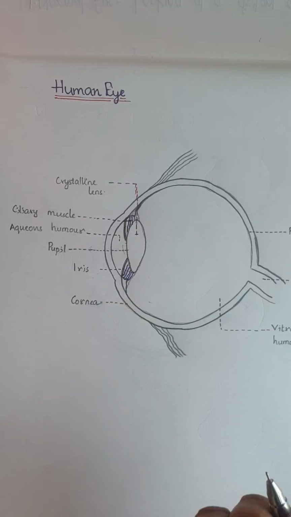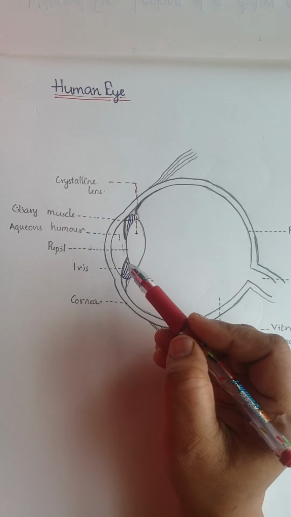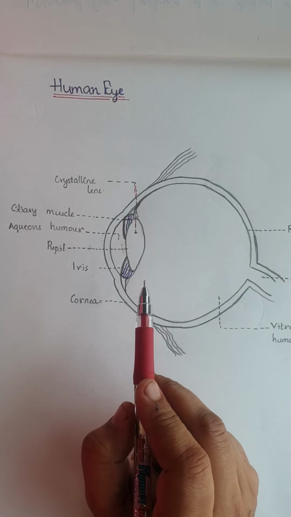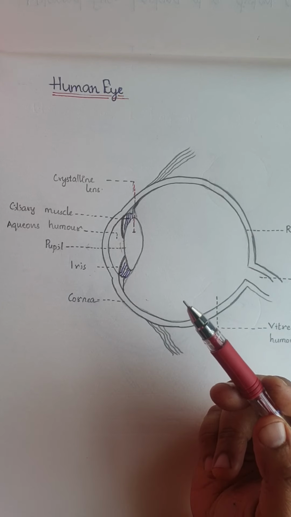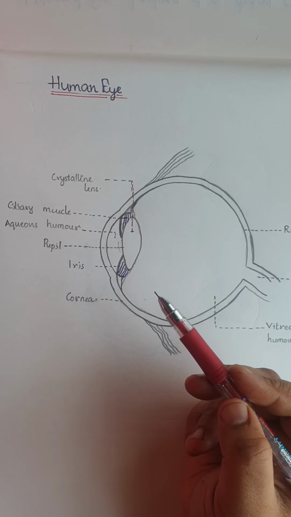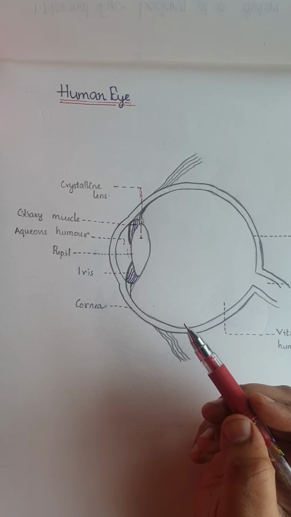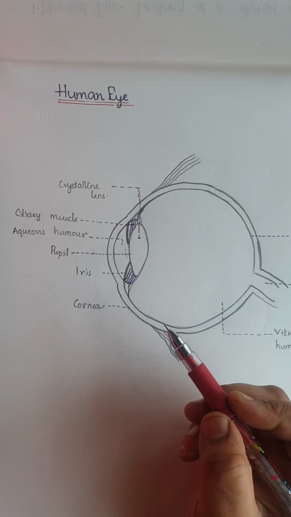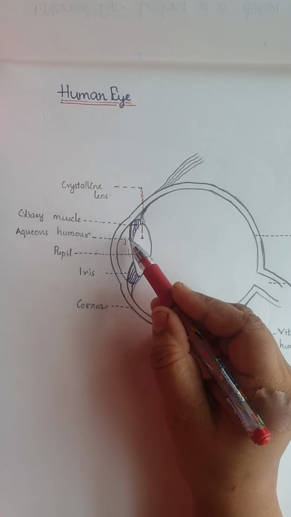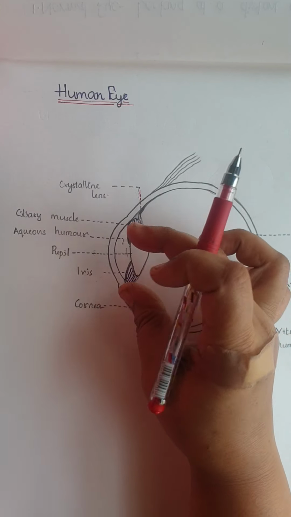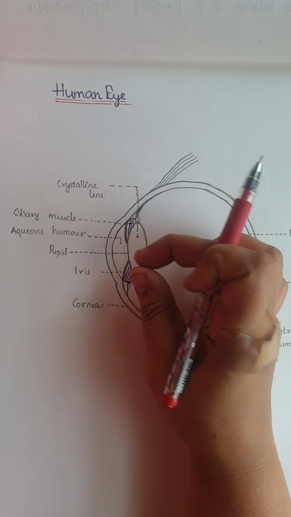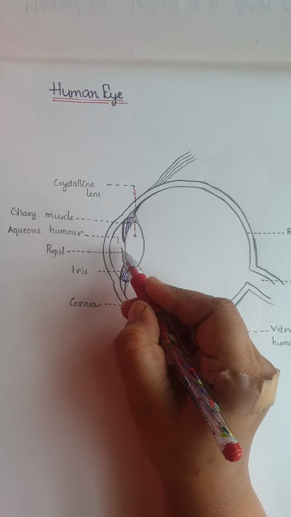When the light is bright, what will happen, children? When you come out from the cinema hall, there is bright light, right? When the light is bright, what will happen to the iris? It contracts. Then what will be the size of this pupil?